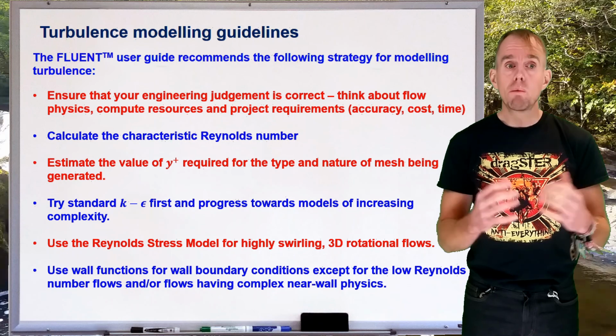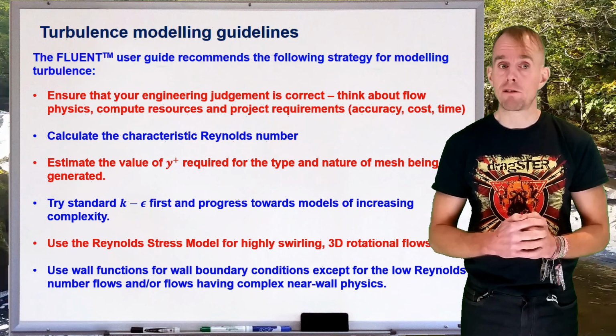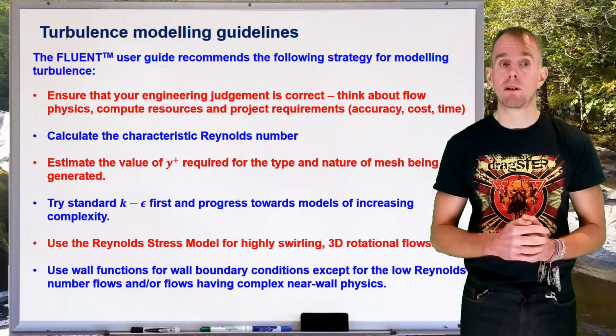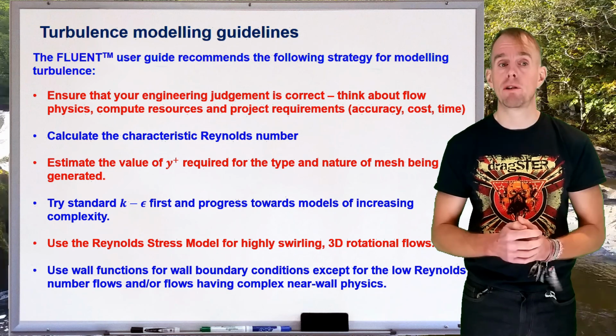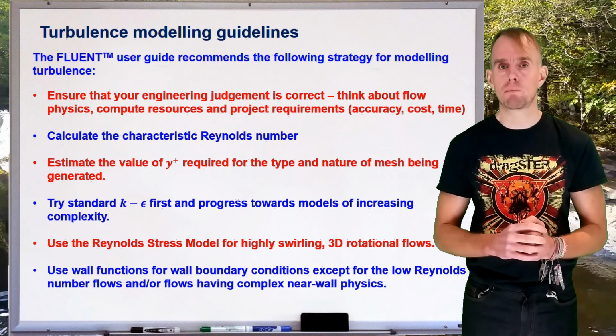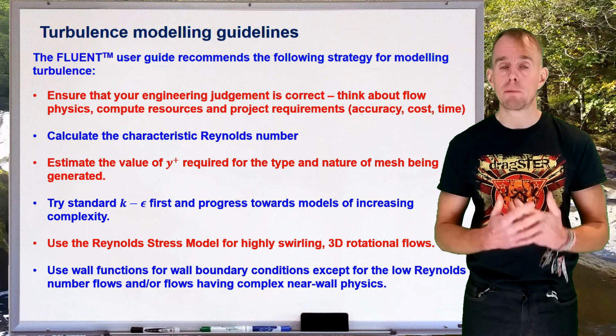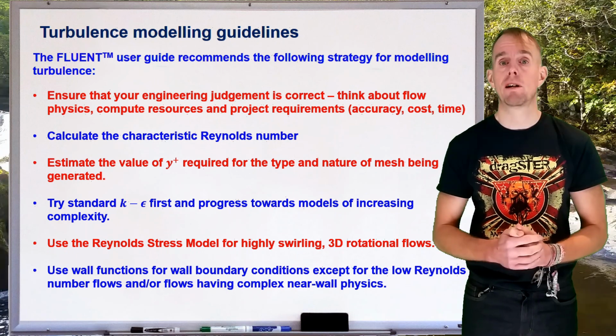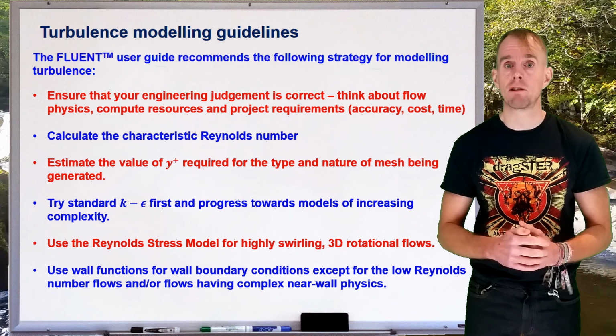So use your wall functions for wall boundary conditions, except for low Reynolds number flows and for flows that have complex near-wall physics. There are a lot of guidelines for how you specify your wall functions in the public domain and also within the documentation that vendors such as ANSYS provide.